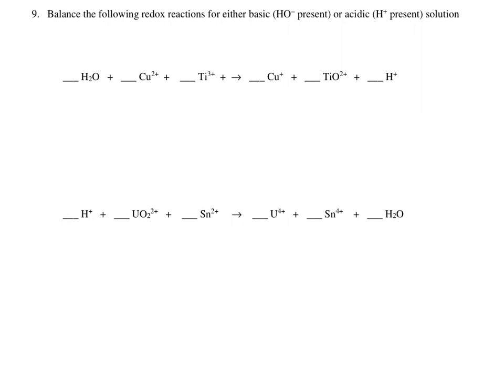We're balancing redox reactions. We want to first determine the oxidation number of the relevant atoms. Oxidation number of the monatomic ion copper 2 plus is 2 plus. Titanium 3 plus is 3 plus. 1 plus. We can use algebra to determine the oxidation number of titanium in this ion.